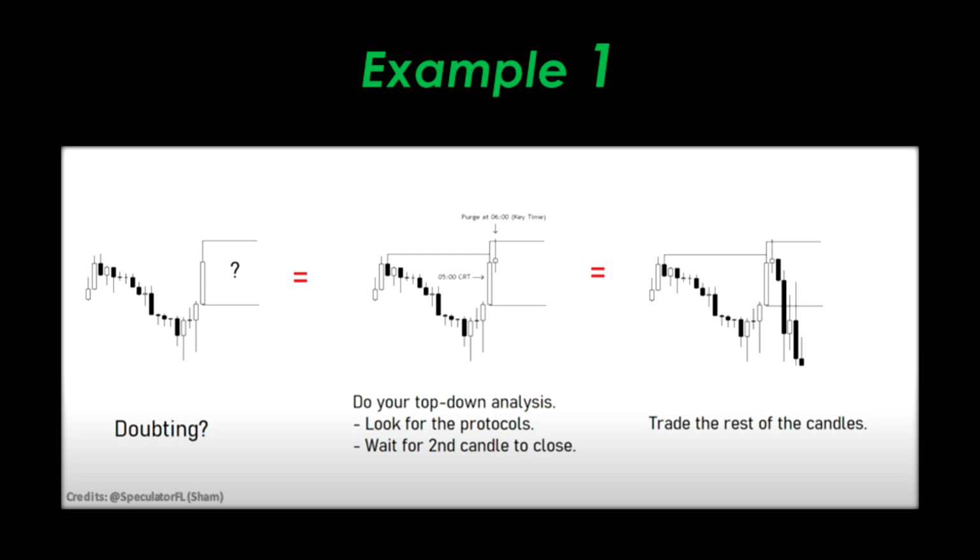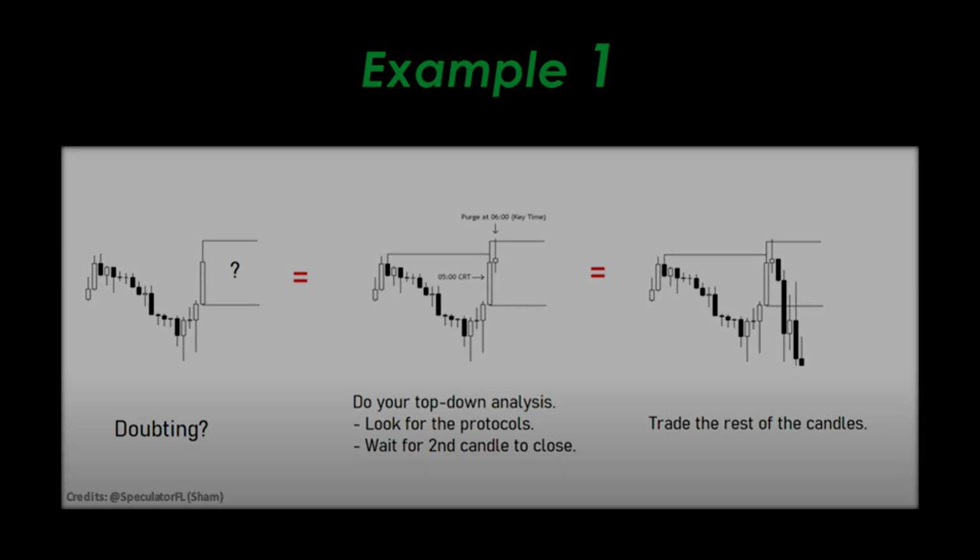You can then trade the rest of the candles or the third candle of the CRT, targeting the 50% of the range and the opposing end of the range. It really is as simple as that. Look for the protocols, wait for the second candle to close, and only then trade the CRT.